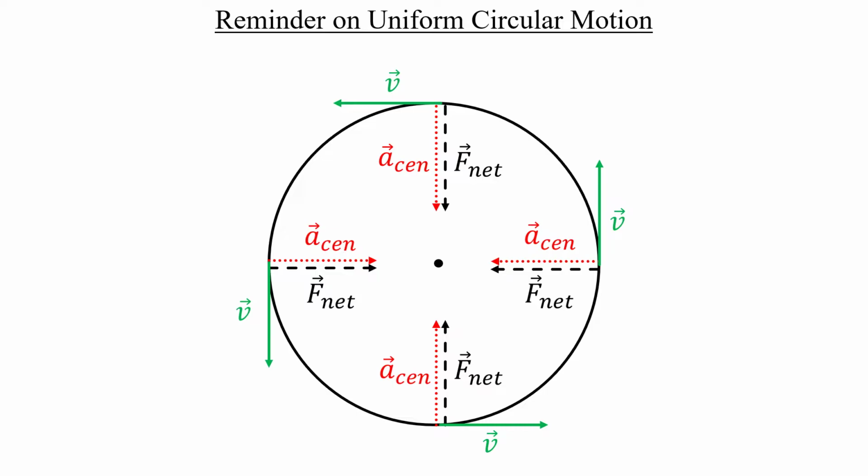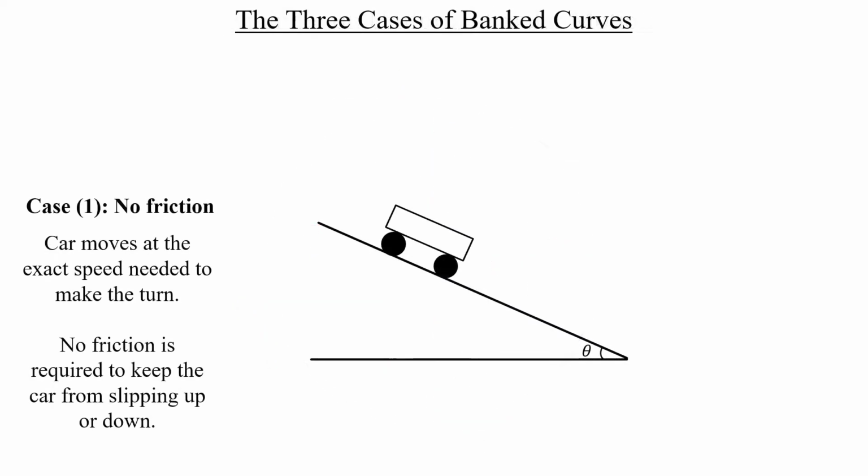Speaking of banked curves, there's actually three cases involved that we should be aware of. We're going to use two of those cases in our problem, and since I'm showing you two, we may as well see how all three work as well. As you can see here, the first case involves no static friction at all. The car is going to take that curve at exactly the right speed of 20 meters per second, and it won't slip up or down.